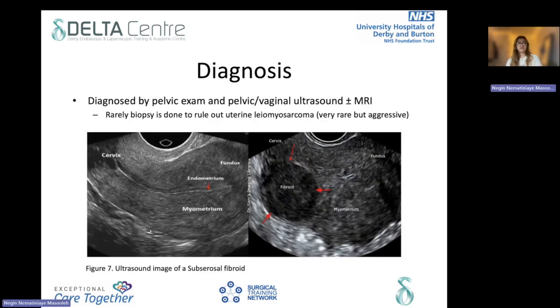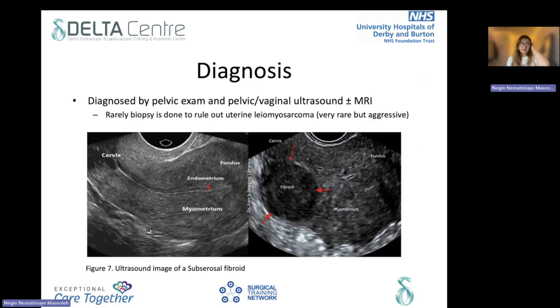They're usually diagnosed by pelvic exam, followed by a pelvic or vaginal ultrasound. Sometimes they require MRI to get a better picture of everything. This is an example of an ultrasound. As you can see, on the left is a normal uterus, and on the right you can see the fibroid. It's shown with the red arrows.